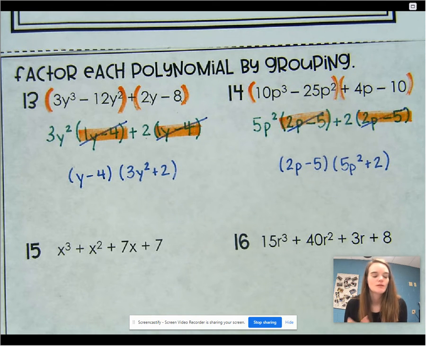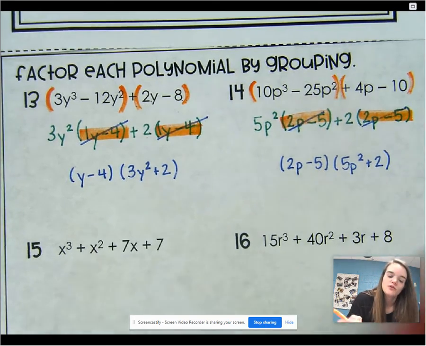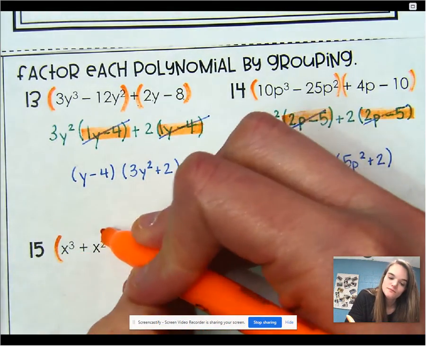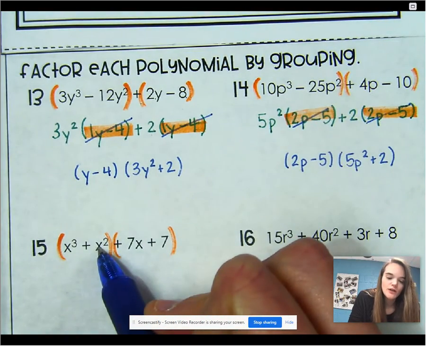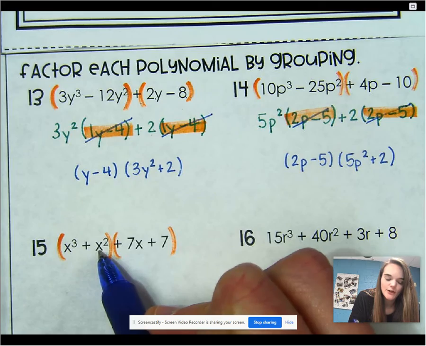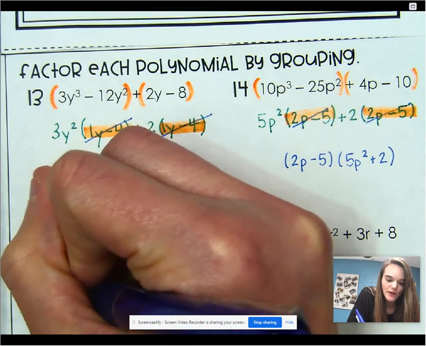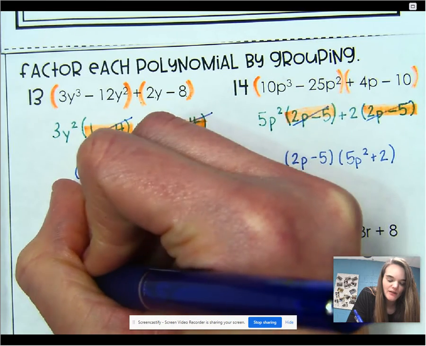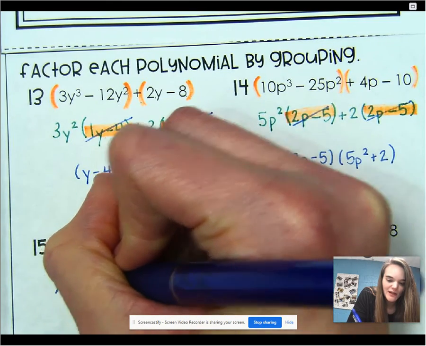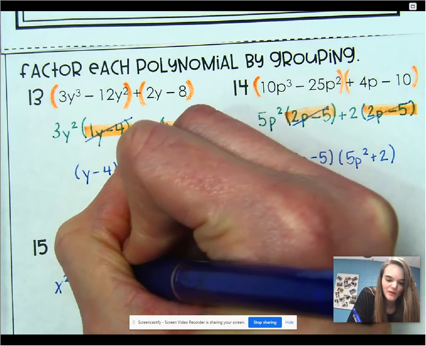All right, number 15. Group first. There are no coefficients, numbers in front, so I just have x to the third and x squared. Take out an x squared. So I have an x left and x squared, and if I take out 2, I don't have anything left, but I have to put something, so I'm going to put 1 as that placeholder.